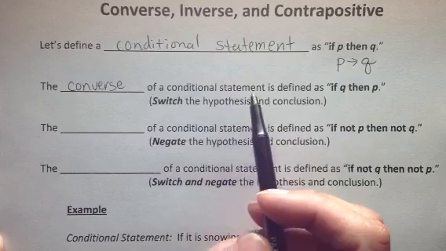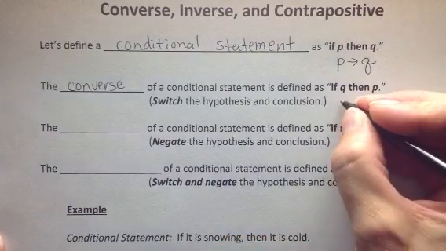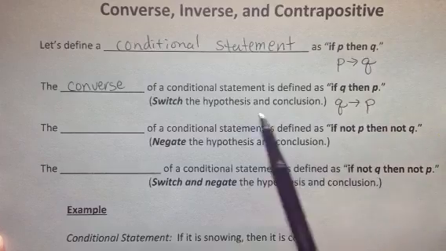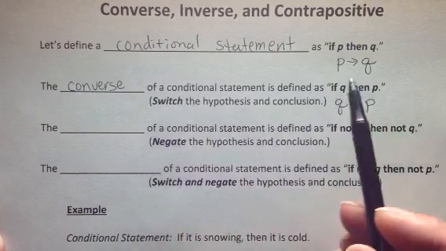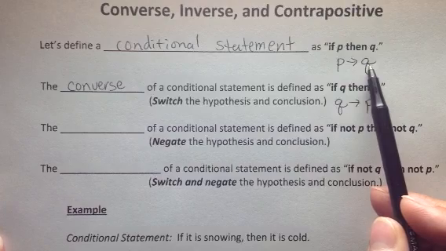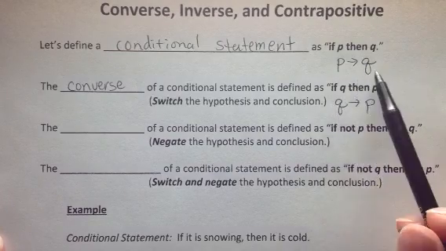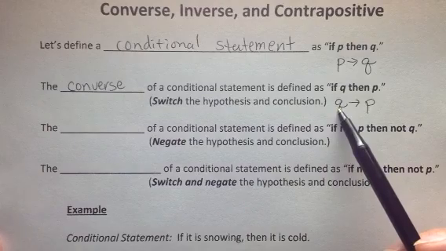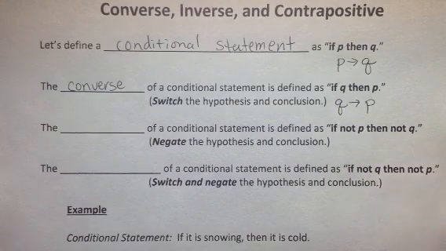of the conditional statement is defined as if Q, then P. So what that means is we're going to switch. Whatever the if part was, P, now our Q is going to become the if part, and the original P becomes the conclusion. Those just get switched around.